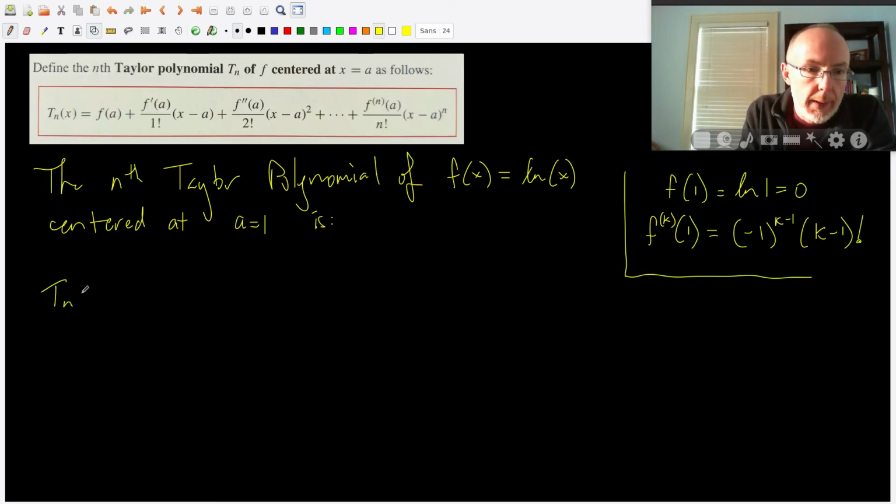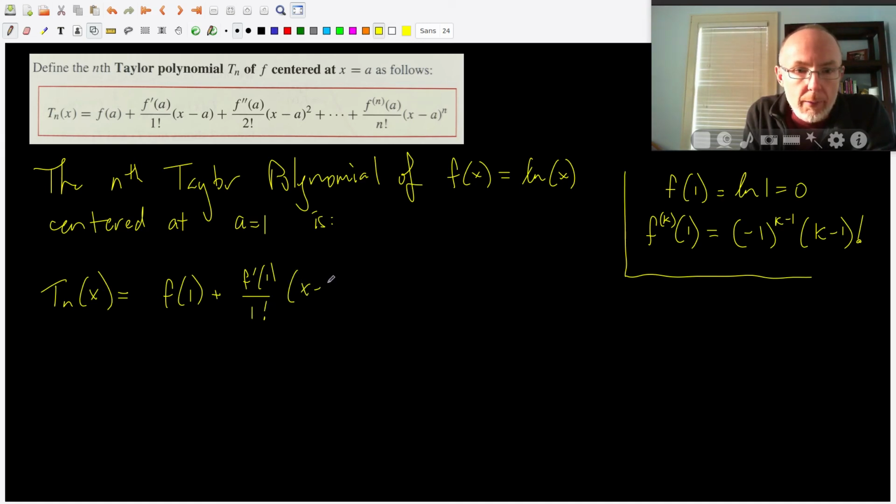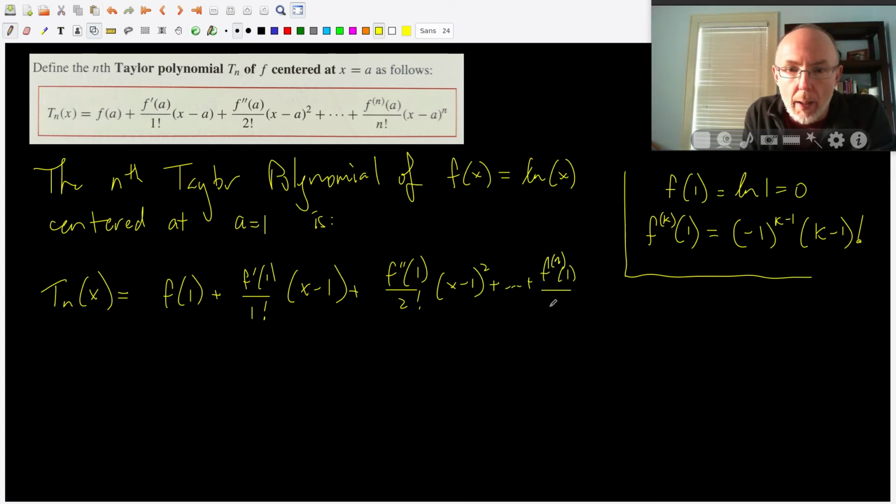Putting this all together, we can just start writing this out. We know what f of 1 is, so I'm just going to write it out in general here. We're going to have f prime of 1 divided by 1 factorial times x minus, in this case, 1, plus f double prime of 1 over 2 factorial times x minus 1 squared, and so on. And there's n of them, so this goes up to the nth one, evaluated at 1, over n factorial times x minus 1 to the n.